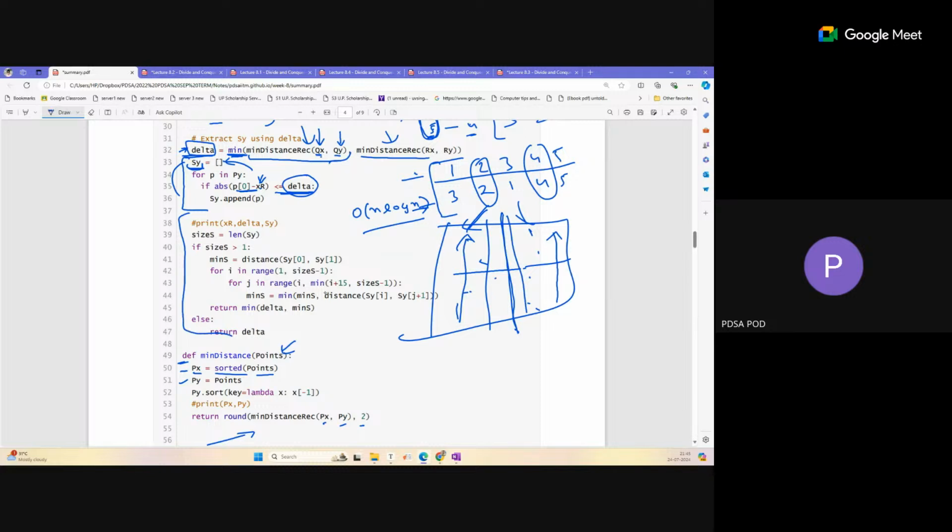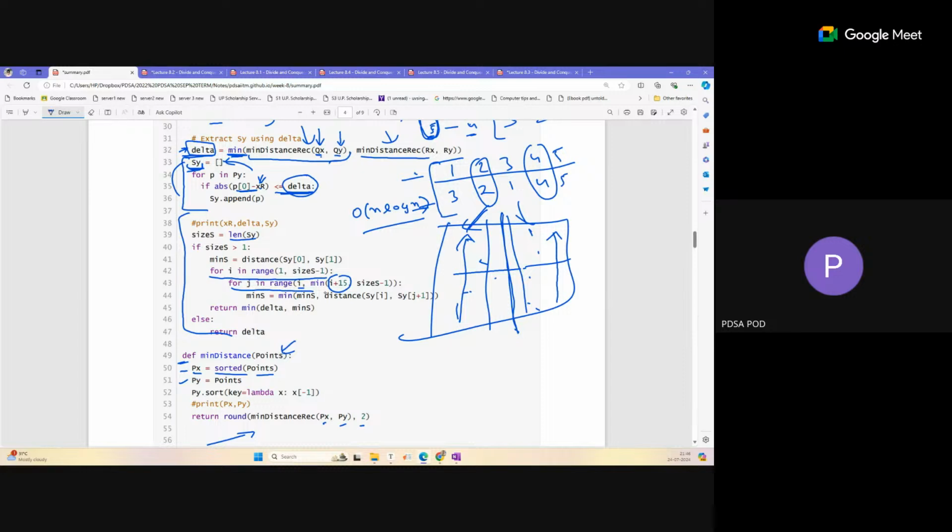So you can see size, this is the size for SY, and here you can see what loops we are running. The first loop we are running for all the points which we have taken in the SY list, and for the second loop you can see we are running to the minimum of this, i plus 15.